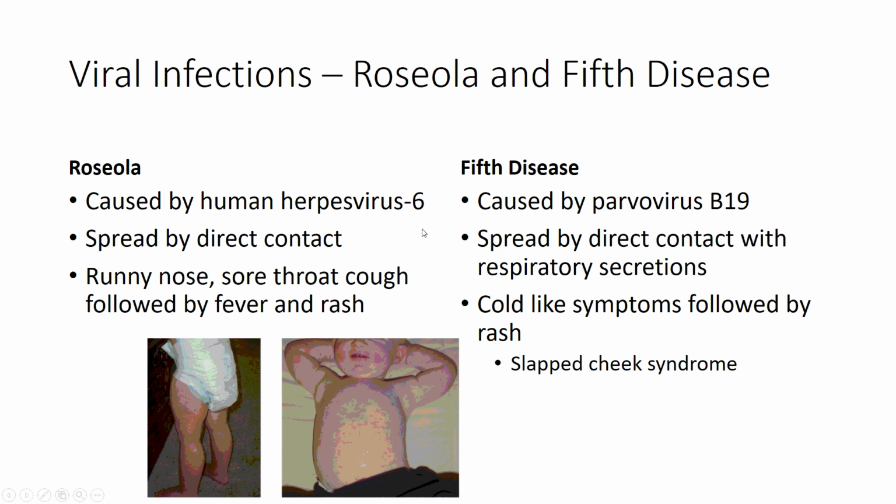All right, a couple more viral infections. We have roseola and fifth disease. These diseases are very similar. They're both spread by direct contact, although fifth disease is much more commonly associated with respiratory secretions. With both of these rashes, they're going to start with a cold-like symptom and then end up with a rash all over the body. One of the easiest ways to separate the two is this characteristic slapped cheek syndrome with fifth disease, where the baby has almost a solid red cheek.